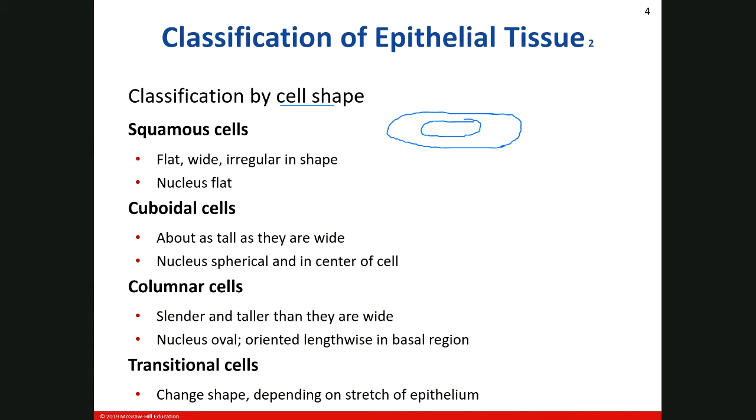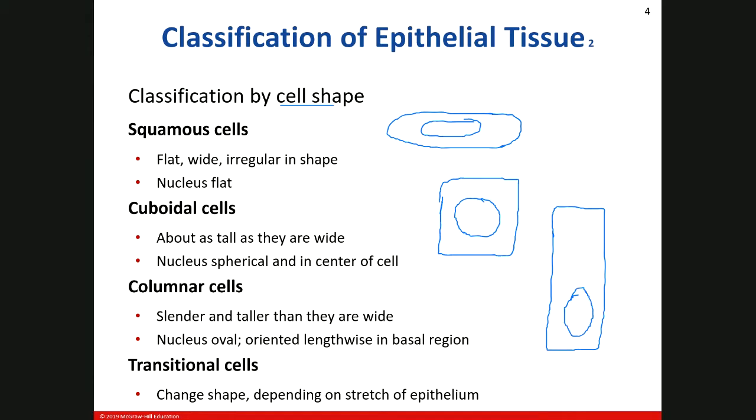The next type is called cuboidal. So it's going to look like a cube. It's going to be as tall as it is wide. The nucleus will usually sit right in the middle, and it'll have a spheroid or spherical shape to it, like a golf ball or a baseball or a softball. Columnar epithelium is like a column, taller than it is wide. The nucleus likes to hang down in the bottom half of the basilar region, and its nucleus looks like an egg, kind of oval in shape.